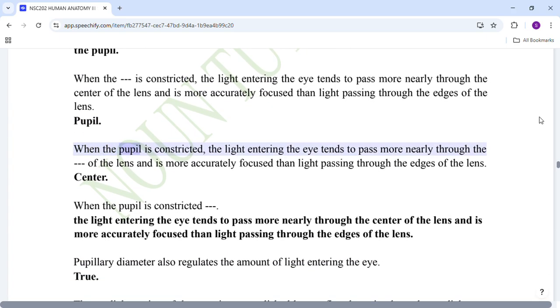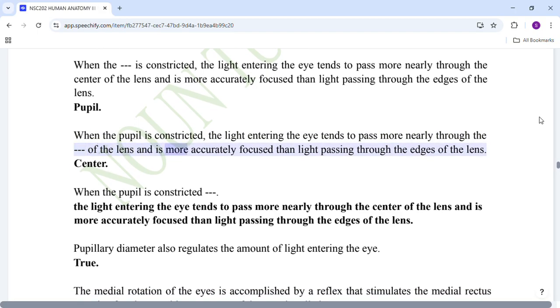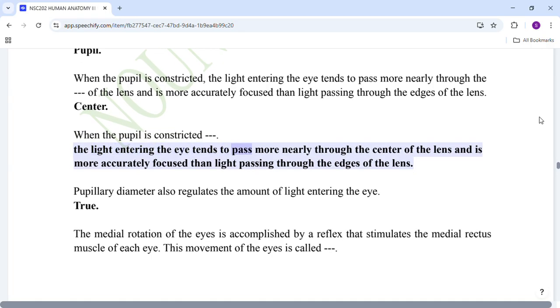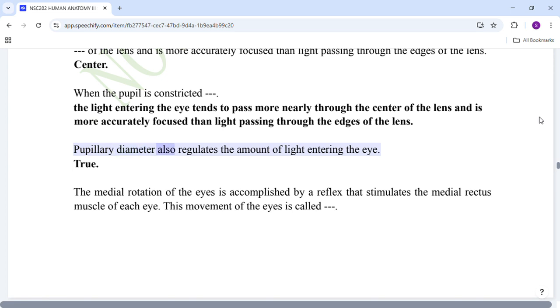When the pupil is constricted, the light entering the eye tends to pass more nearly through the center of the lens and is more accurately focused than light passing through the edges of the lens. Pupillary diameter also regulates the amount of light entering the eye.